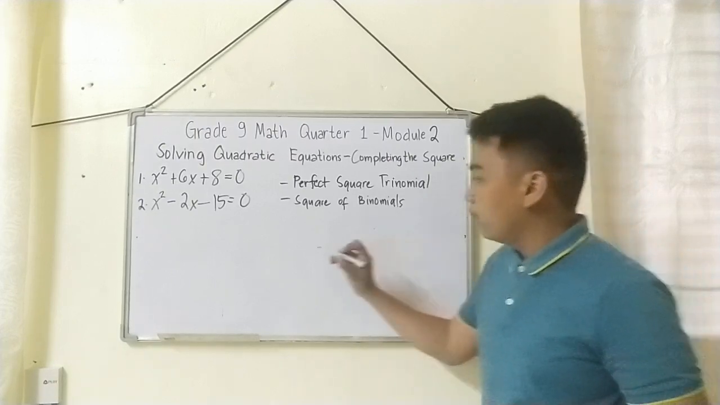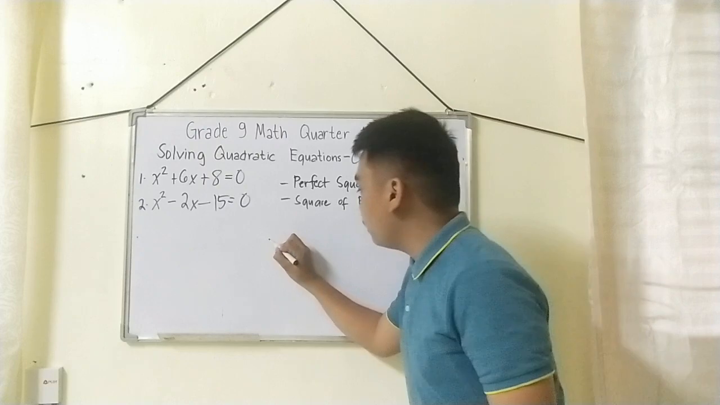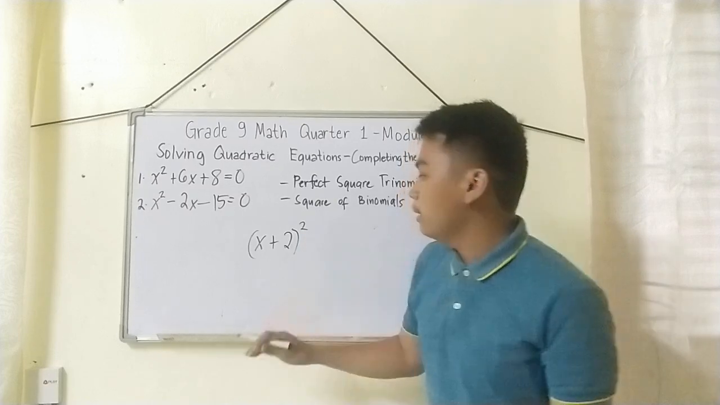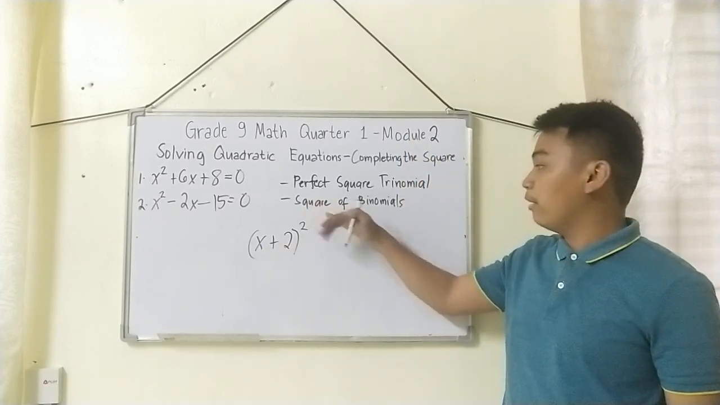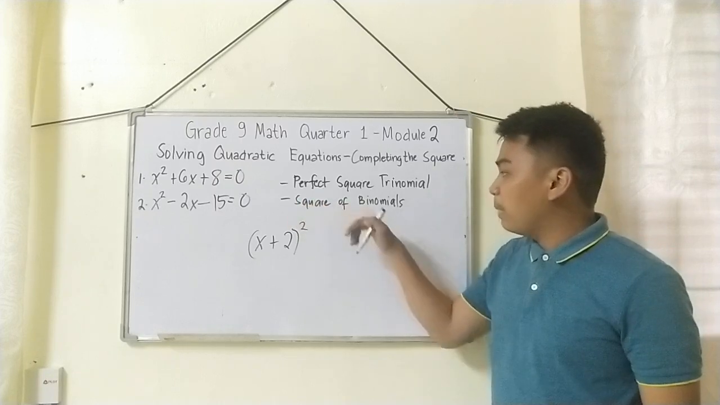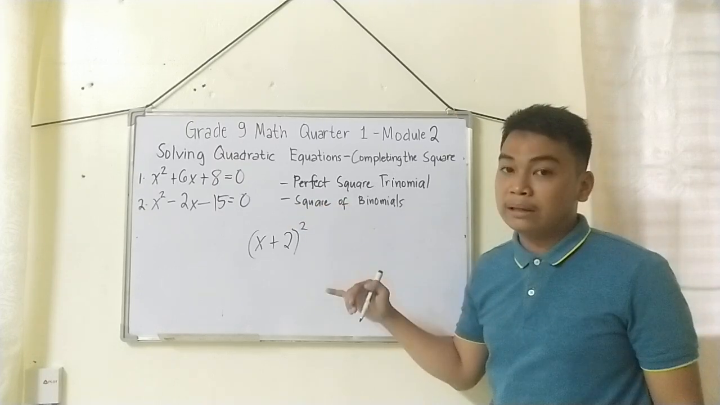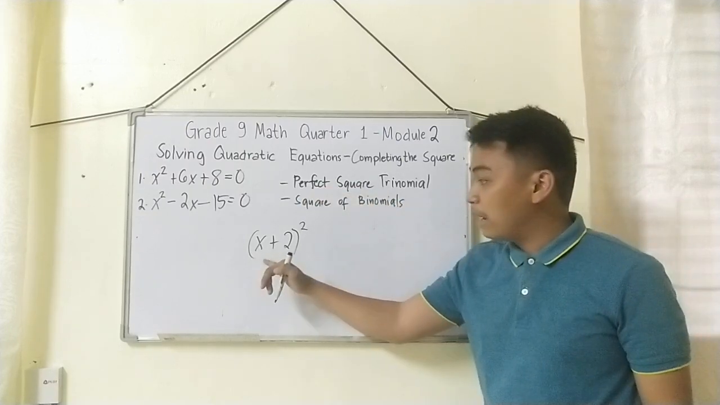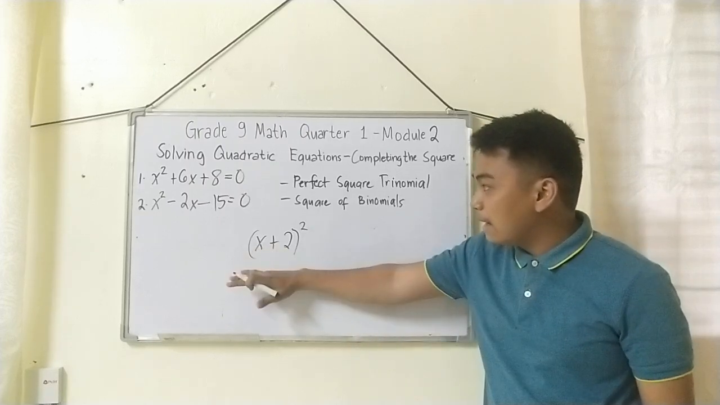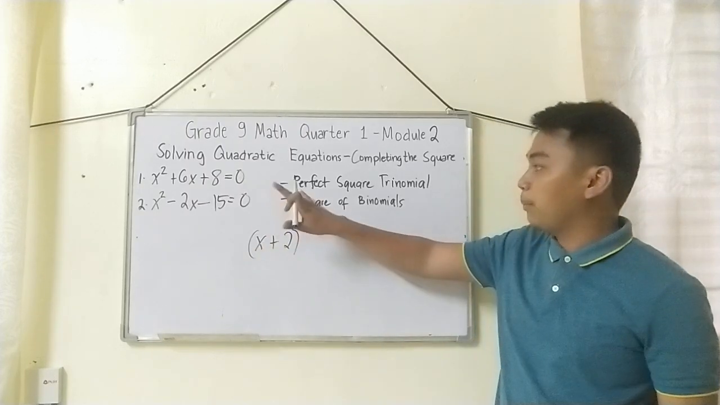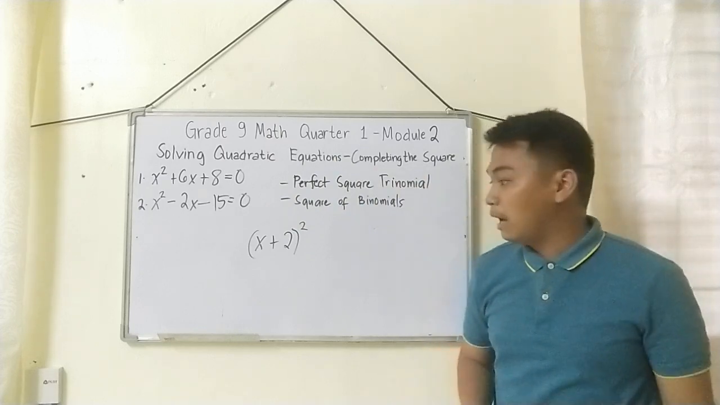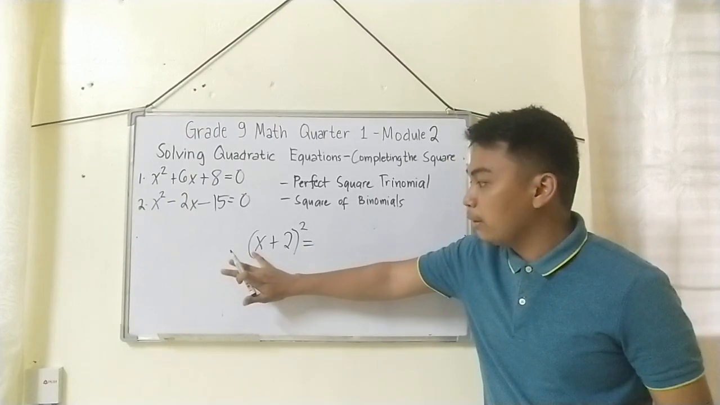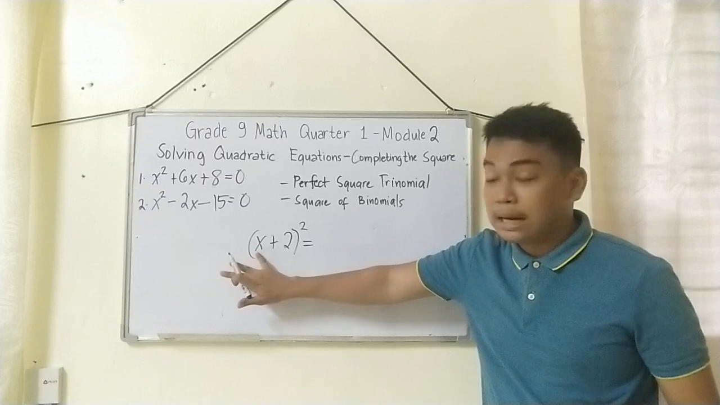So first, the square of binomials. Let's say for example, (x + 2) quantity squared. This is an example of a square of binomials. The square of binomials, Hobbiters, is the factored form of the perfect square trinomial or PST. So how do we transform this into a perfect square trinomial? It's easy, Hobbiters. Here are the steps. First, we square the first term, the x.